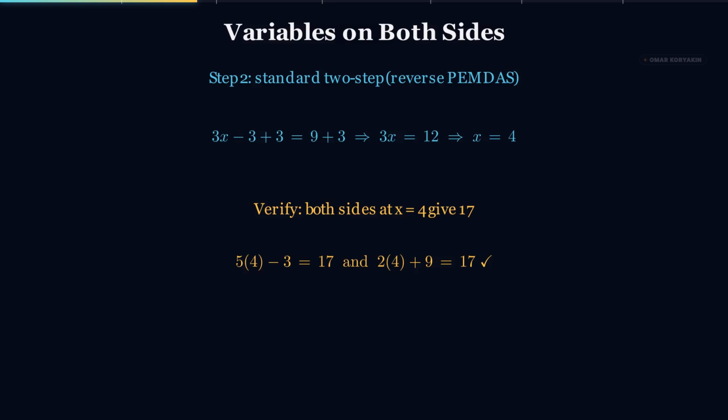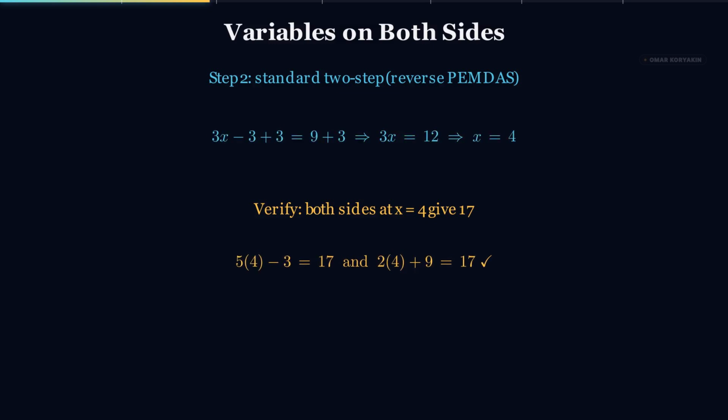Step 3. Apply the two-step procedure from Lesson 2. Reverse PIMDAS says undo the addition or subtraction first, then undo the multiplication or division. Add 3 to both sides to get 3x equals 12. Then divide both sides by 3 to get x equals 4.